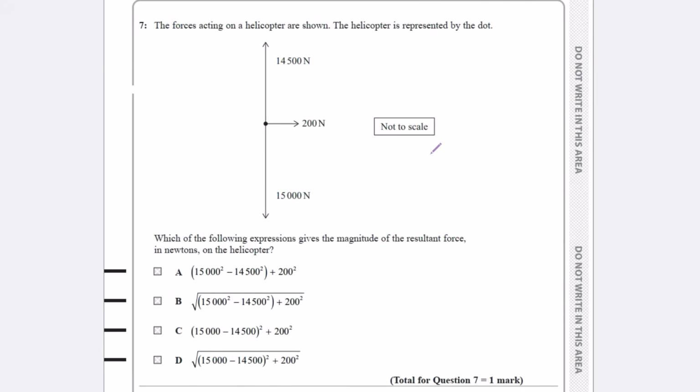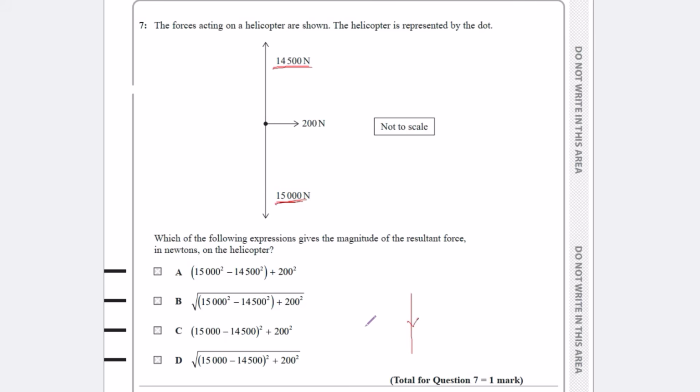So question 7 says the forces acting on a helicopter are shown. The helicopter is represented by the dot. Which of the following expressions gives the magnitude of the resultant force? Right. So you can see these two forces are collinear, and you can find the resultant of these two forces because they're on the same line. So the resultant of the vertical forces would be, let me draw it here. This, of course, would be downward because this is the greater force.